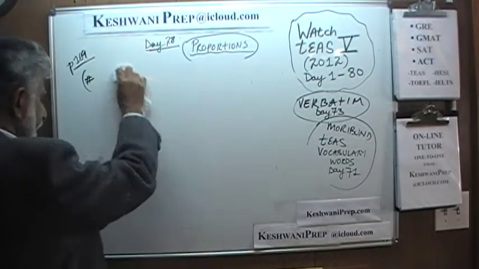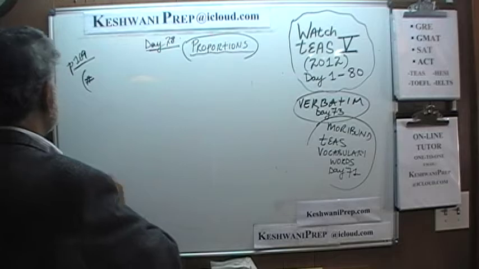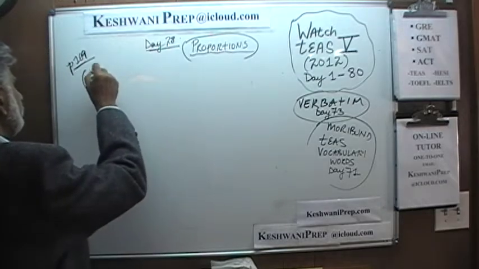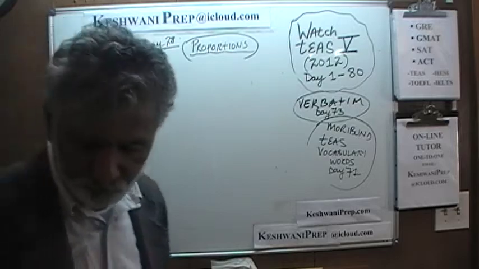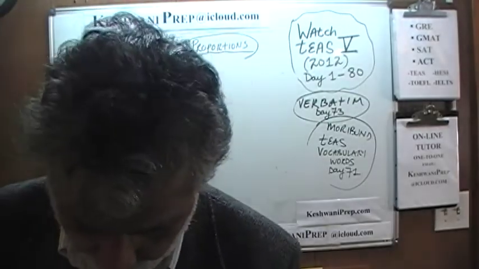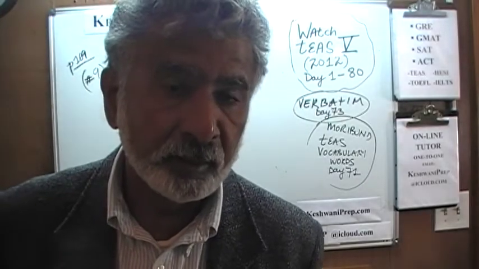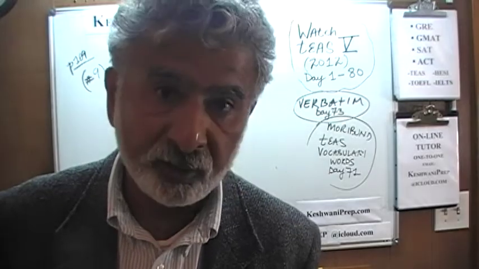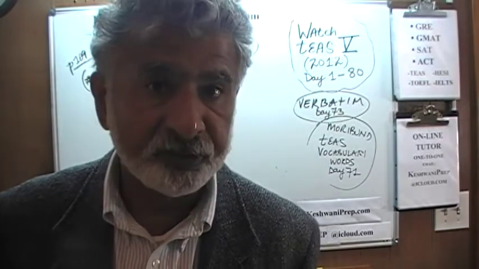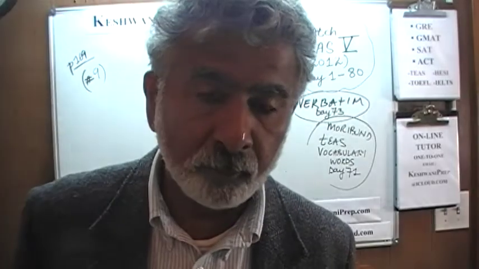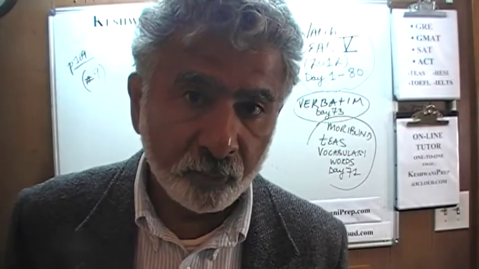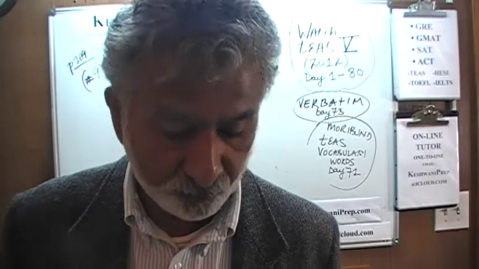Number 9. In case you're wondering why it began with number 8, it is because this was a continuation from yesterday. There were 5 problems in the book that we did. Then we did 2 extra problems from TEAS 5 yesterday, number 6 and 7, and today we do 8 and 9. Again, the same thing. I'm going to set it up on the blackboard. As soon as the problem is on the blackboard, pause the video, do it yourself first.